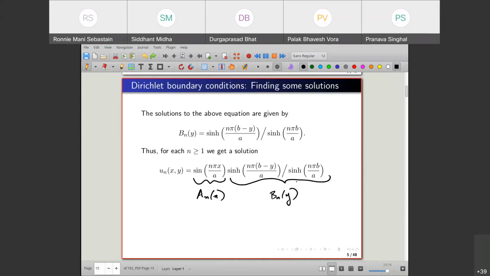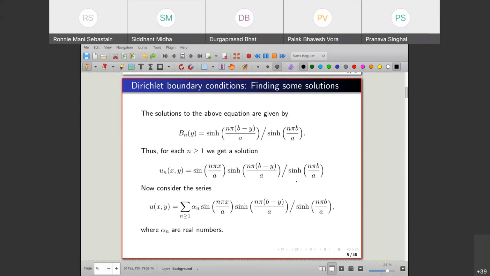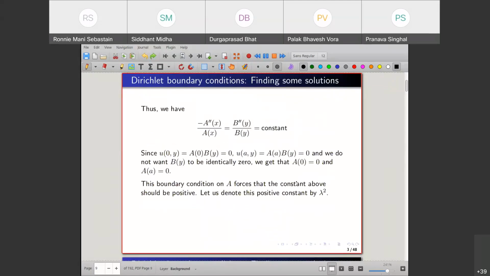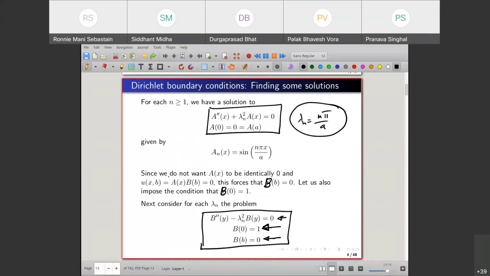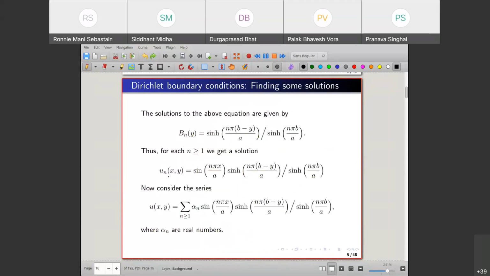Okay, and then we will look for a series solution in terms of these. There's just one more condition which needs to be satisfied, which is that u(x, 0) has to be equal to f(x). So let's see, when we put u(x, 0), what do we get?